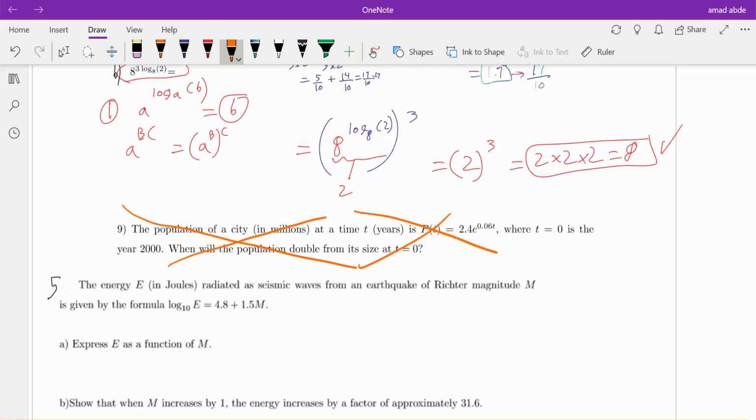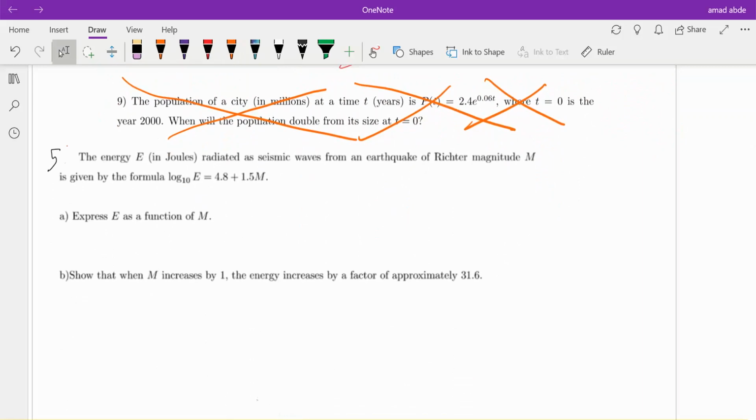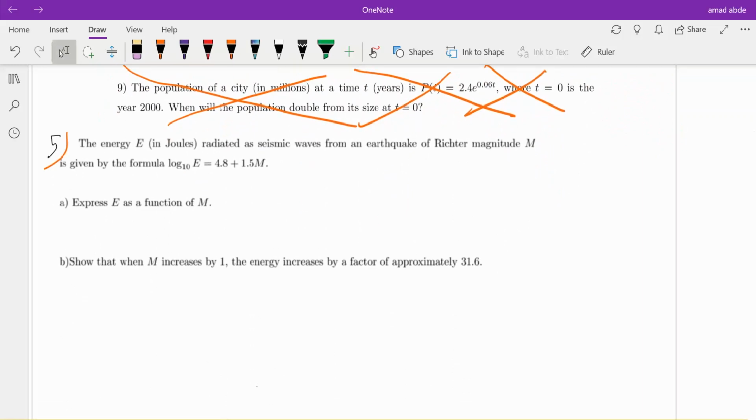The energy E in joules radiated as waves from an earthquake is given by this formula: log base 10 of E equals 4.8 plus 1.5m.